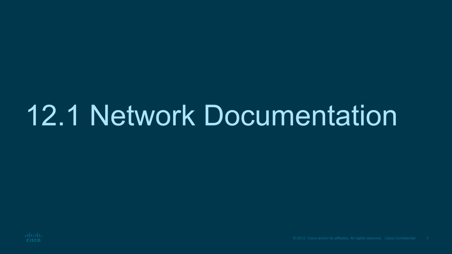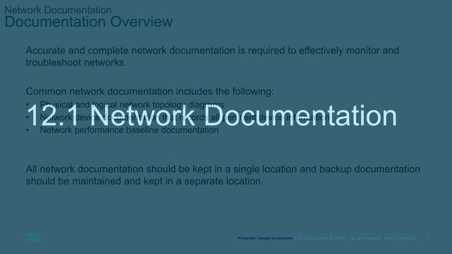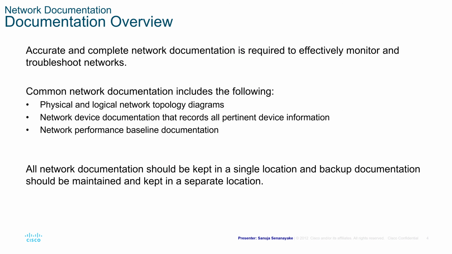Network documentation. Documentation overview. Accurate and complete network documentation is required to effectively monitor and troubleshoot networks. The common network documentation includes the following: the physical and logical network topology diagrams, the network device documentation that records all related device information, and the network performance baseline documentation.